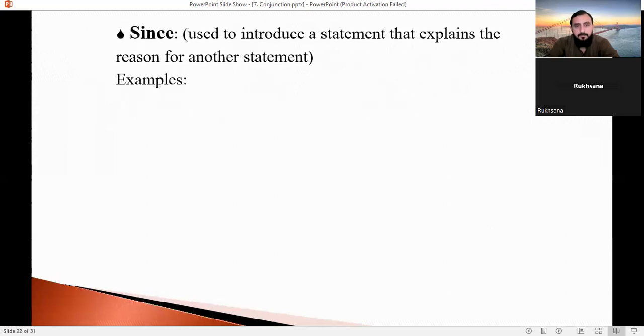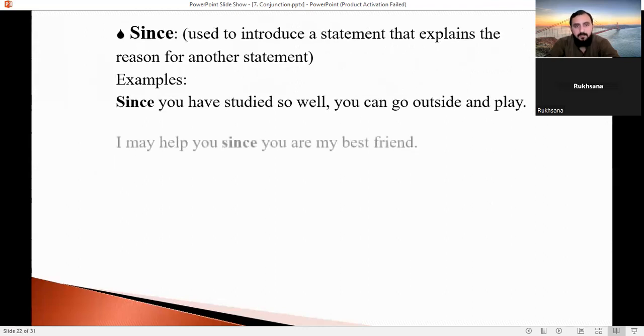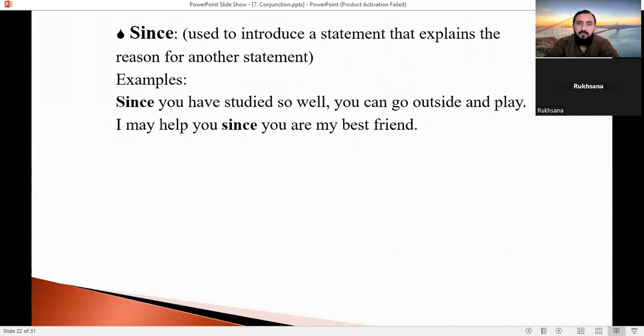Okay, next. Since. Since is used to introduce a statement that explains the reason for another statement. For example: since you have studied so well, you can go outside and play. I may help you since you are my best friend.